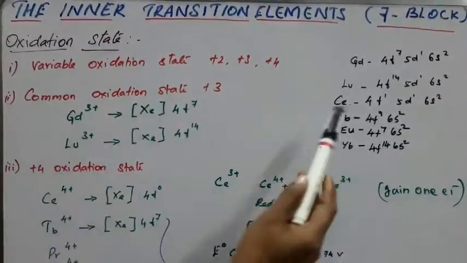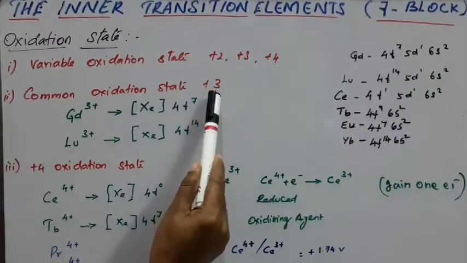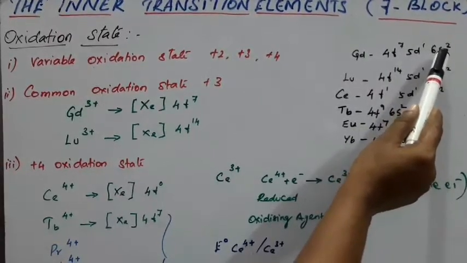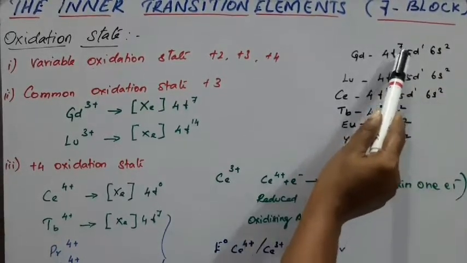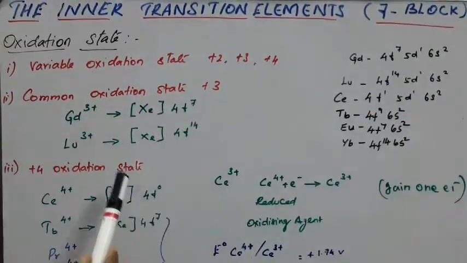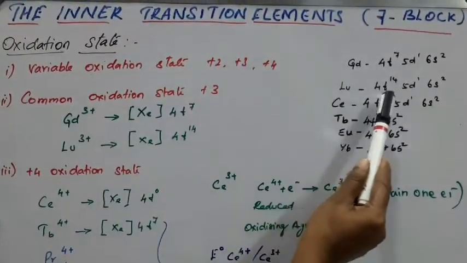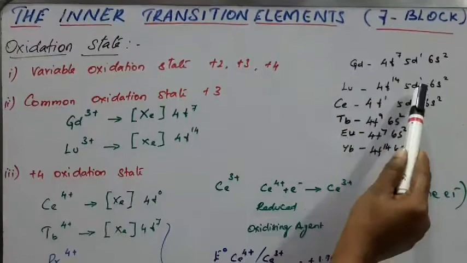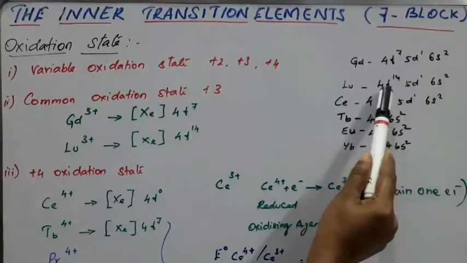Okay, so gadolinium: the configuration is 4f7 5d1 6s2. For the +3 oxidation state, it means it loses 3 electrons. We have to remove 3 electrons from the last shell, the s orbital and d orbital. So 2 plus 1 is 3, and it attains 4f7, the xenon 4f7 half-filled stable configuration. At the same time, we can take lutetium 3 plus: the configuration of lutetium is 4f14 5d1 6s2. For the 3 plus state, we have to remove 3 electrons from the s and d, so 2 plus 1 is 3, and it attains 4f14.